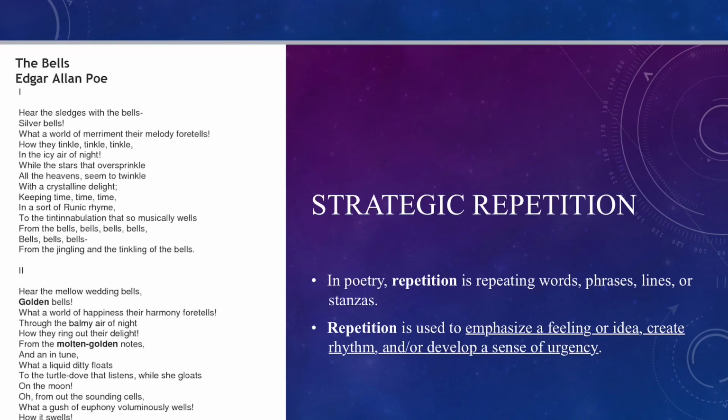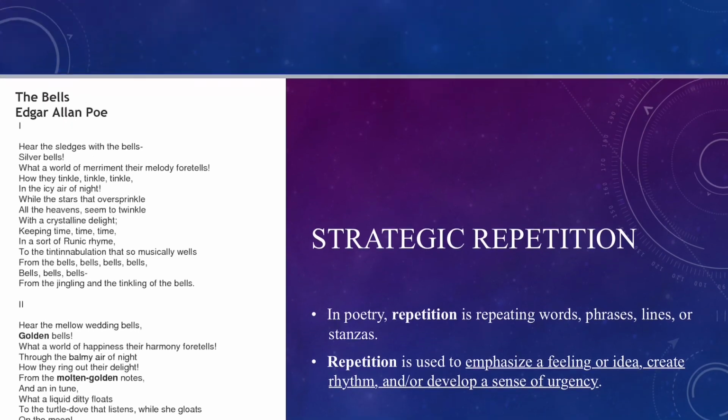So taking a look at the poem on the left, The Bells by Edgar Allan Poe, has a lot of different types of repetition in it. So you can see that here. We'll be digging into this poem actually later on when we're in Gothic literature in order to apply what we learn about different subcategories of repetition.